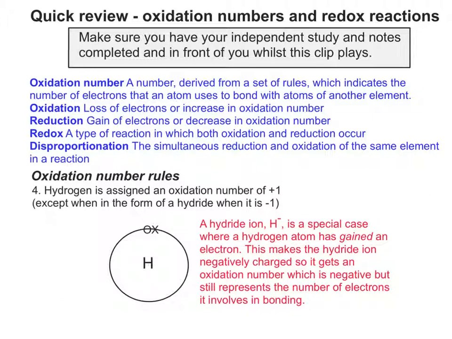But a hydride ion, on the other hand, is a special case where a hydrogen atom has gained another electron. It's unusual, but it does happen, and we actually go into the hydride ion a little bit more in the second year of available chemistry. But back to the point, what this does is it makes the hydride ion negatively charged, so this time it gets a negative oxidation number, but the number, as in 1, still represents the number of electrons it involves in bonding.